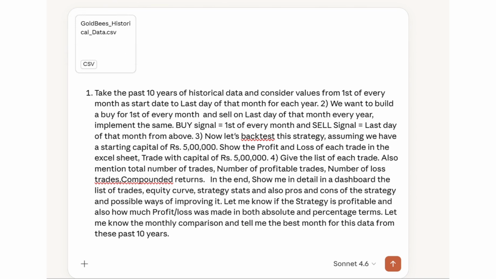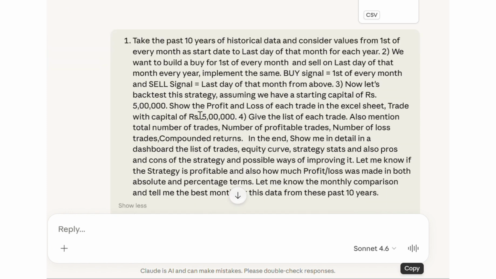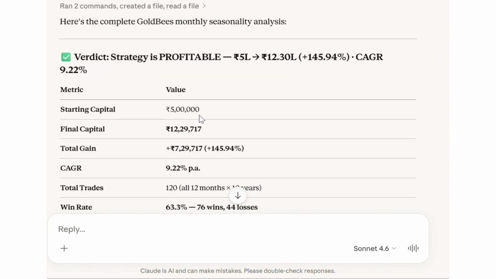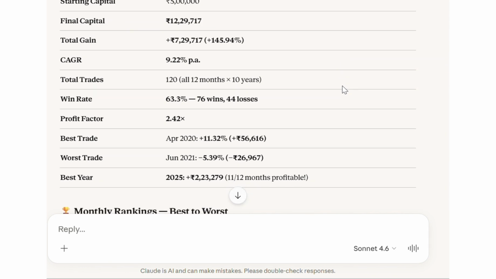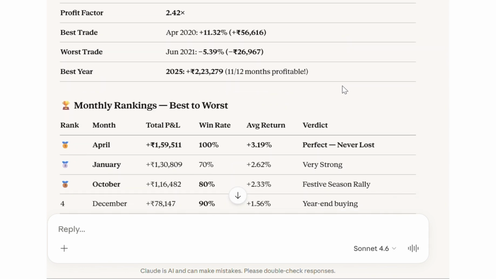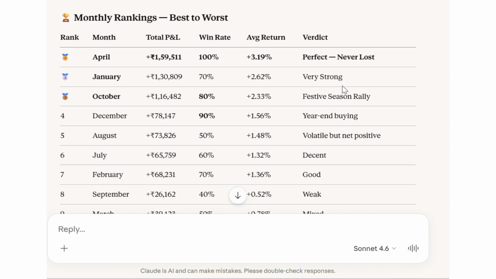Now coming to the next slide, this is the outcome. The verdict is that the strategy is profitable. 5 lakh rupees will become 12.3 lakh rupees. The total return from 2016 to 2026 is 145.94%, and the CAGR is 9.22%. This is one particular strategy which is applied, as you can see, and it will also analyze which are the best months, because our purpose was to find the best months.